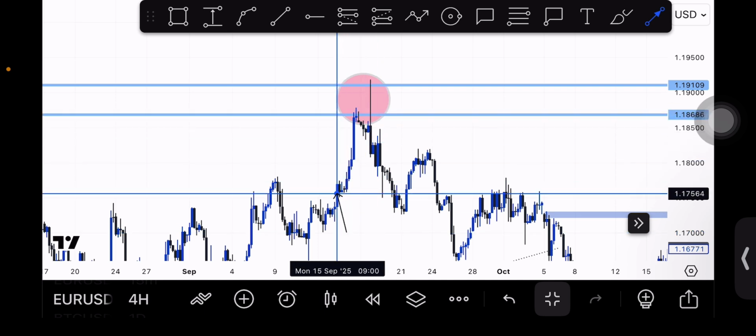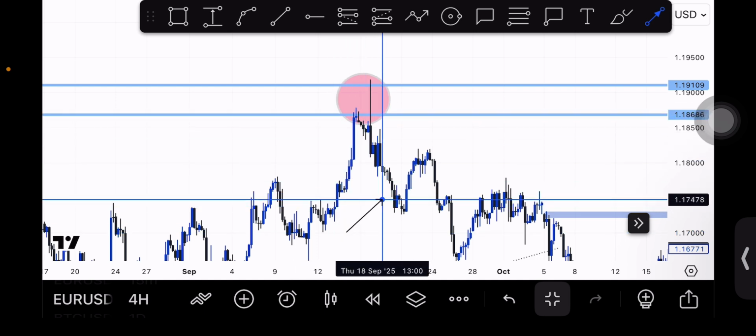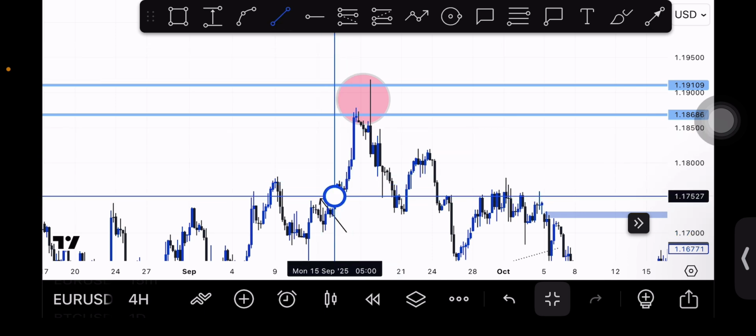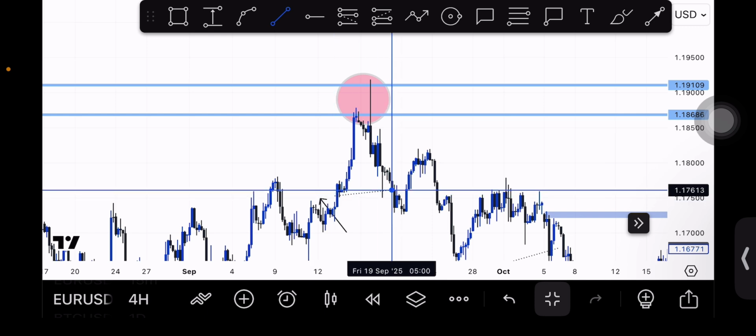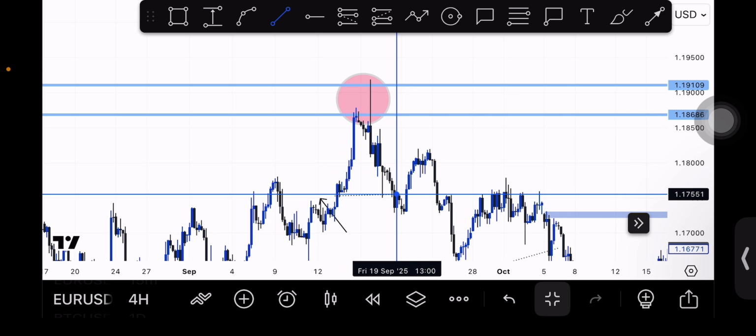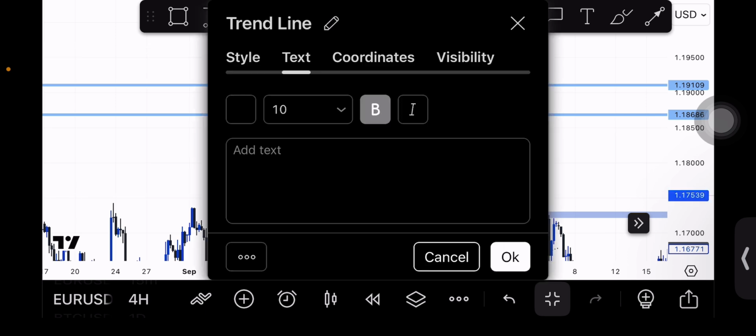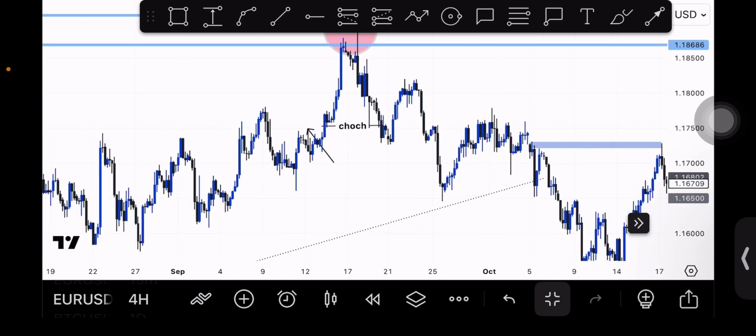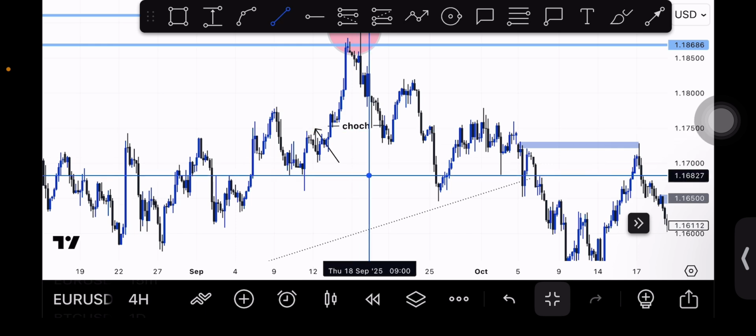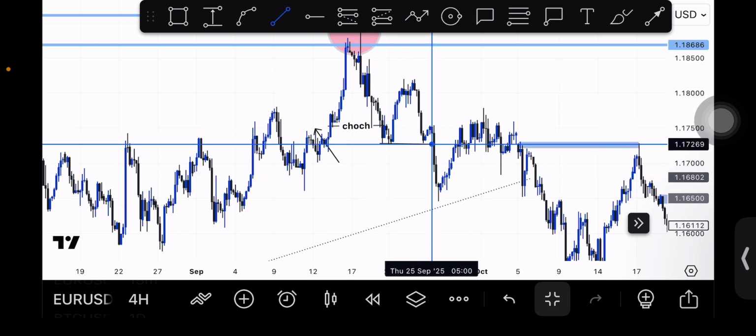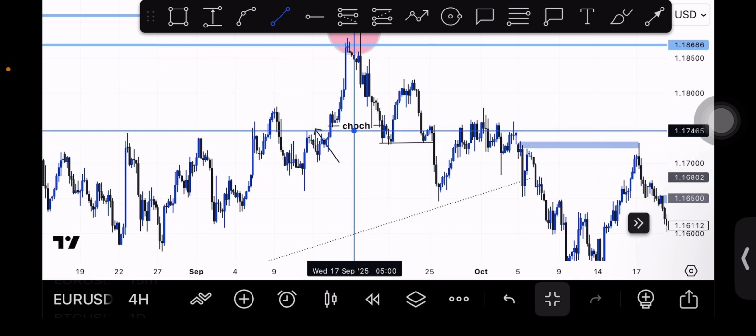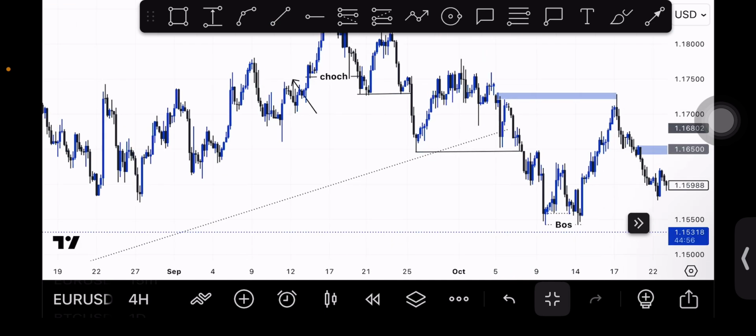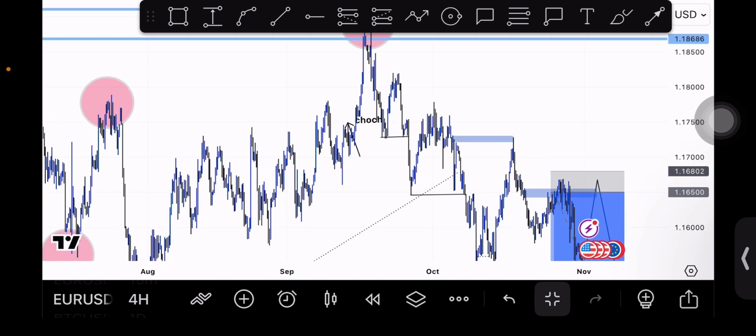high right here. Then there is a change of character at this level. There was a change of character here. We find the change of character. The change of character here, a break of structure here, another break of structure here. That confirms the trend, the move for the downside.